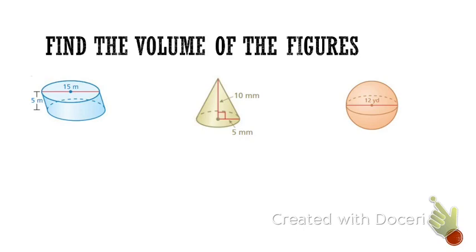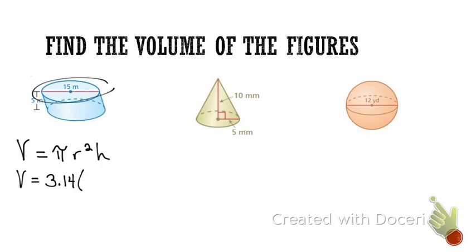All right, so because it's a cylinder, we're going to plug in V equals our formula, pi r squared h. Okay, well, for our pi value, we're going to use 3.14 times the radius. Okay, now, is this the radius? You should be saying no. We need to half it to find the radius, square it, and multiply it by the height.